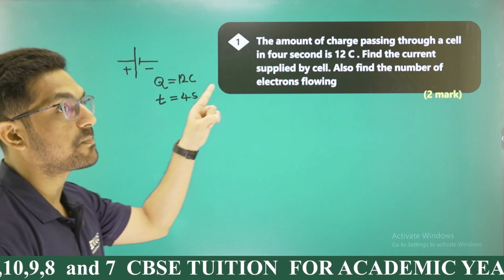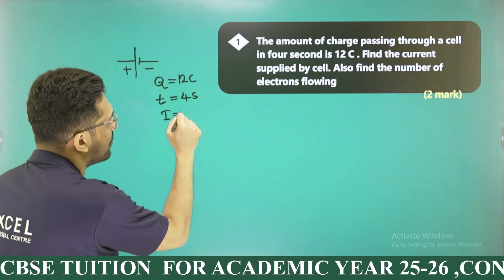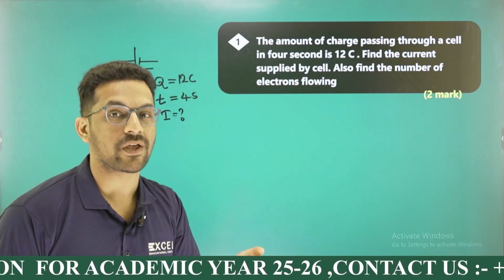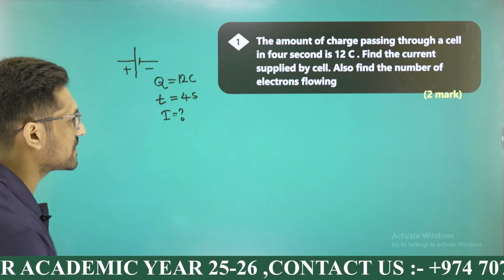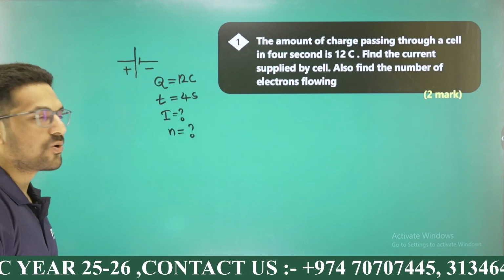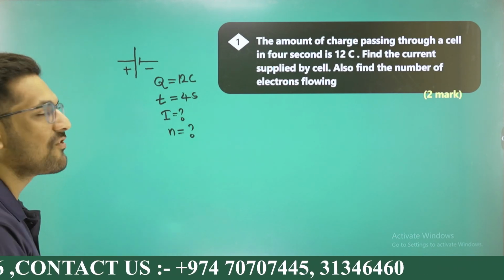Find the current supplied by the cell. Then also find the number of electrons flowing. With what letter are you going to represent number of electrons? That will be N. So in this question you have to find current and the number of electrons. We have all the equations, right?